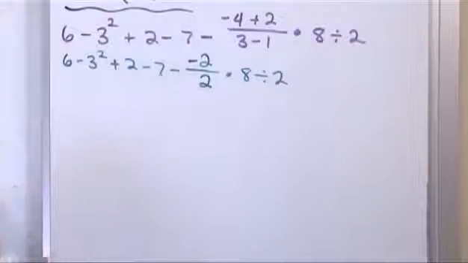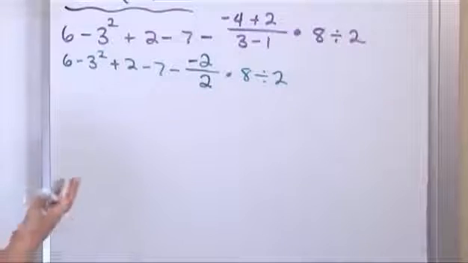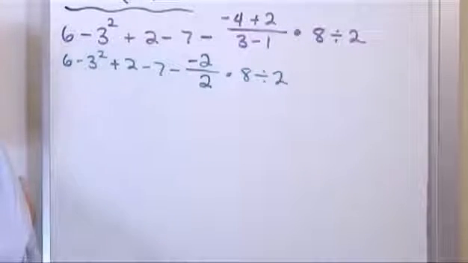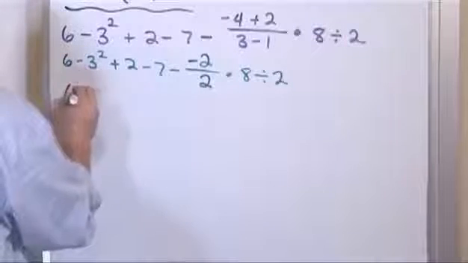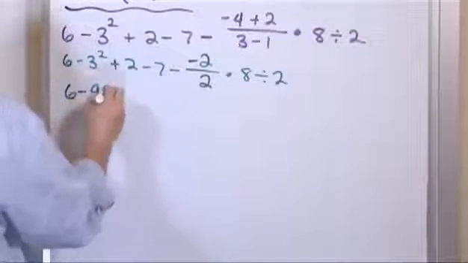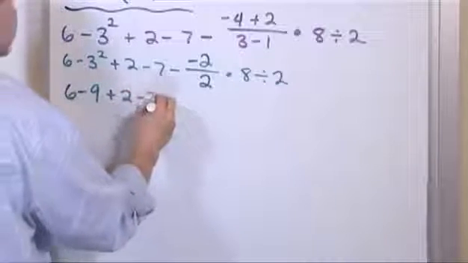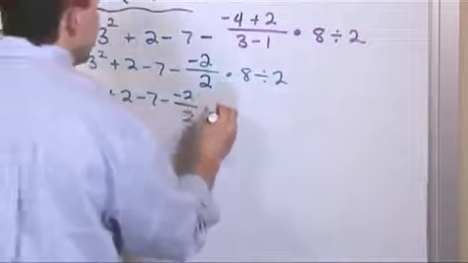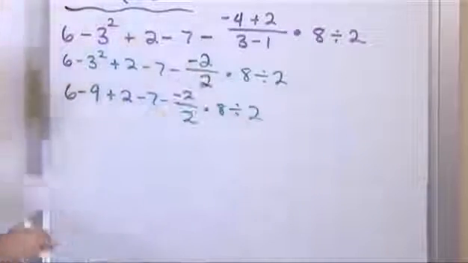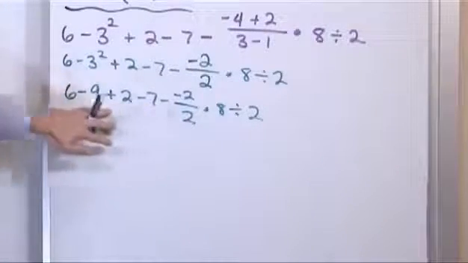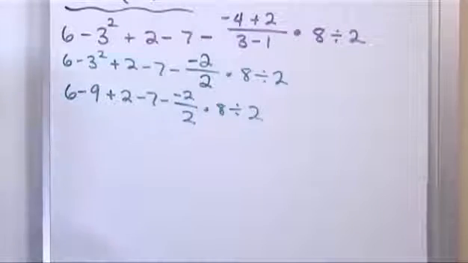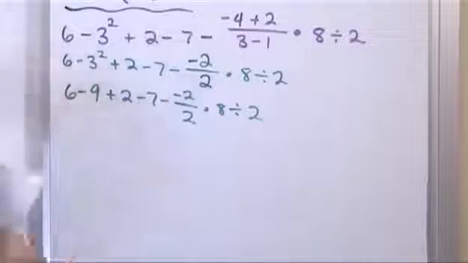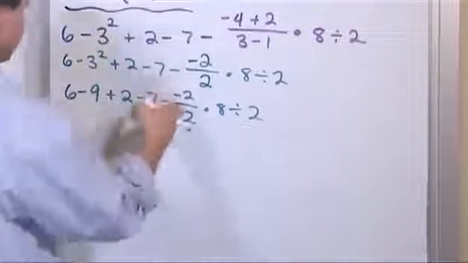Now, the next thing we can do at this point is look for the next thing. The next thing we need to work on is the exponent here, because that's next on the list after parentheses. So 3 squared is 9, 6 minus 9, 3 times 3 is 9. Then we have the 2 minus 7 minus negative 2 over 2 times 8 divided by 2. Now, we have a lot of addition and subtraction. We're not going to do any of that until later. But here we have multiplication and division, but don't forget that this fraction is really division also. So if we're going to work left to right, we need to start here.